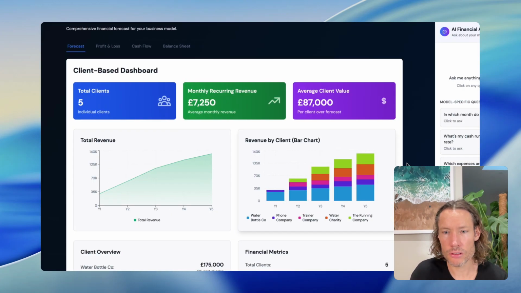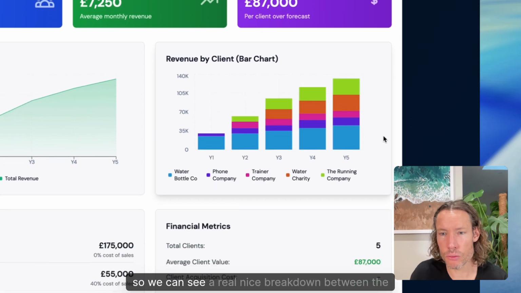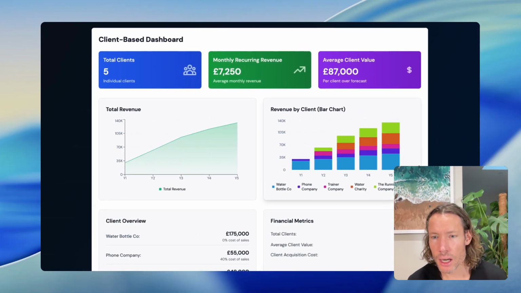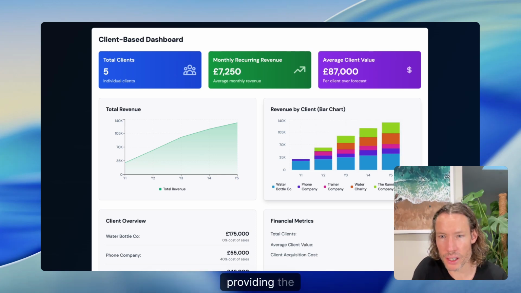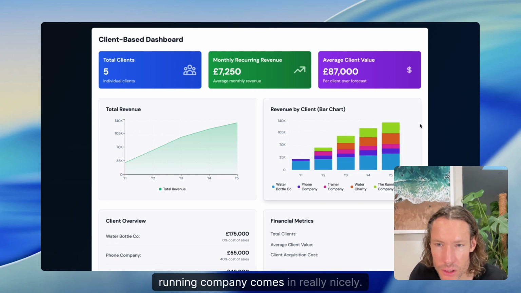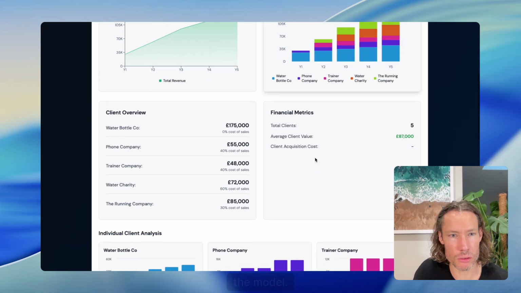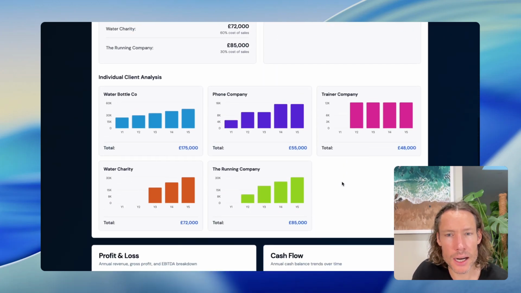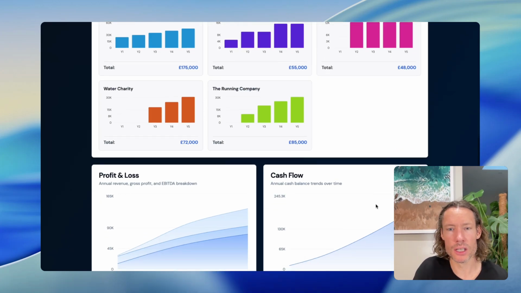Cool. So we don't need the AI support. Great. Okay, so we can see a real nice breakdown between the different companies that provide our revenue. I can see that the water bottle company is providing the big chunk of it, but the running company comes in really nicely. Business revenue just increases over the life of the model. Great. See how much each client contributes. Brilliant. This is nice, having a graph for each client and what they contribute.